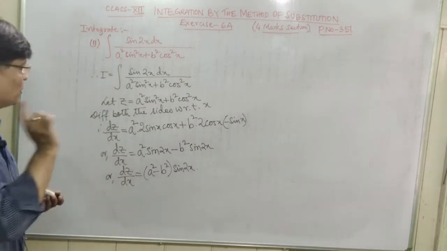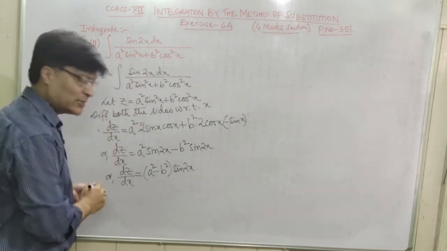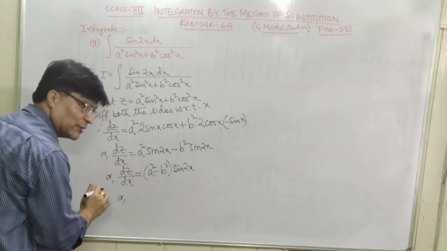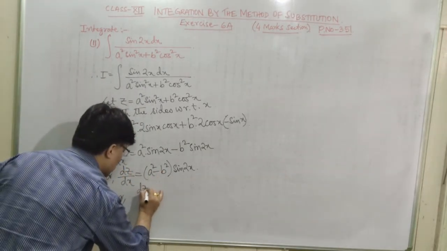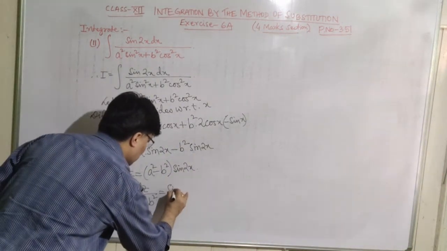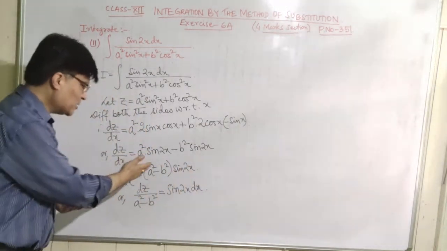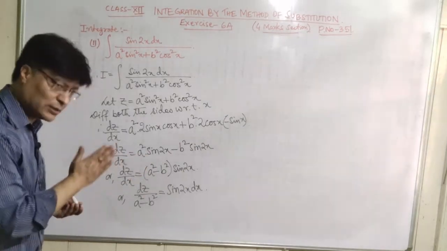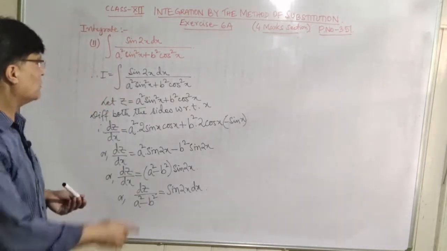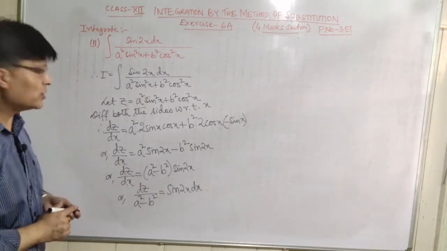Is that understood? But we have to get the value for this numerator. What is there in the numerator? It is sin 2x dx. So let us cross multiply by dx, and let us take this a² − b² to the left hand side. It goes to the denominator. So dz by (a² − b²) is equal to sin 2x dx. So we have got the value for sin 2x dx, which is equal to dz upon a² − b².